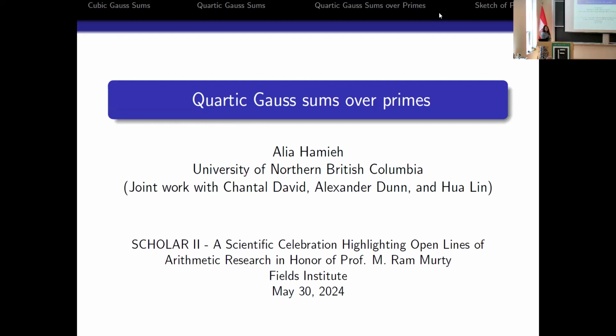But to start with, I'll talk about the problem for cubic Gauss sums, because that problem has been studied extensively and it enjoys very exciting recent progress. So I'll talk about that at the beginning. And then I'll introduce the quartic residue symbols and quartic Gauss sums, describe our results, and at the end, sketch the proof of our main theorem in as much detail as the time permits.